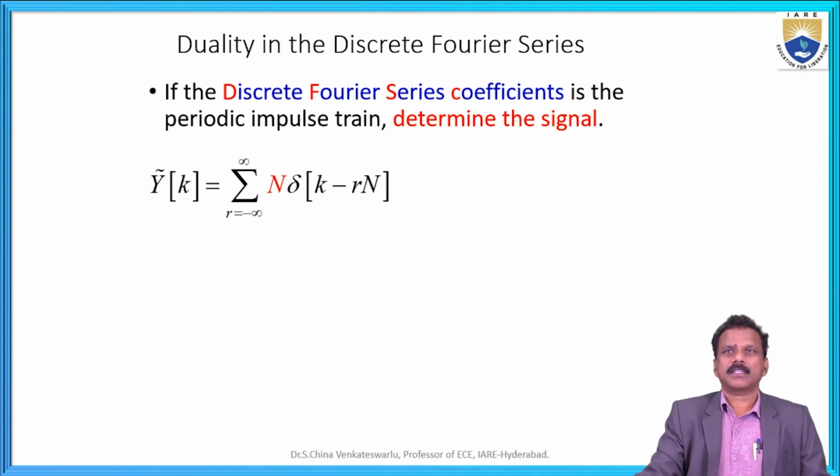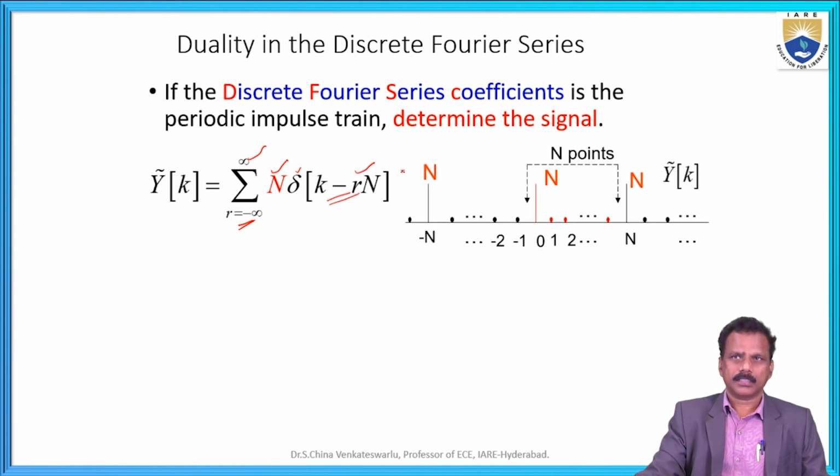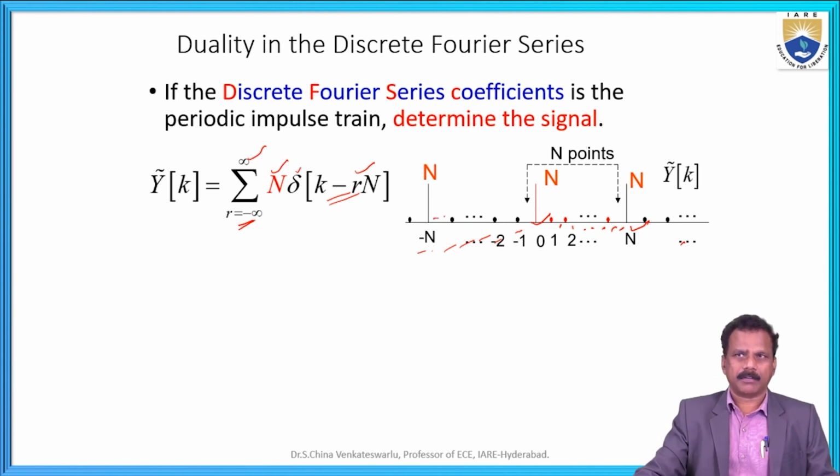Here the next one is the discrete Fourier series coefficients. There is a duality in the discrete Fourier series. If the discrete Fourier series coefficients form a periodic impulse train, determine the signal. Using this, one more example, where Y of k is equal to the summation r equal to minus infinity to plus infinity N into delta of k minus r N. Like this, for N-point Y of k, initially here it is 0, 1, 2, 3, 4, 5 up to N, and on this side minus 1, minus 2, minus 3, minus 4 up to minus N. Like this you can represent the N value and Y of k.